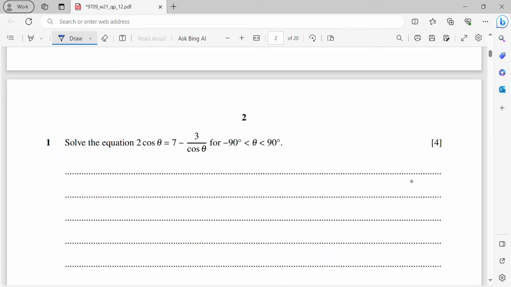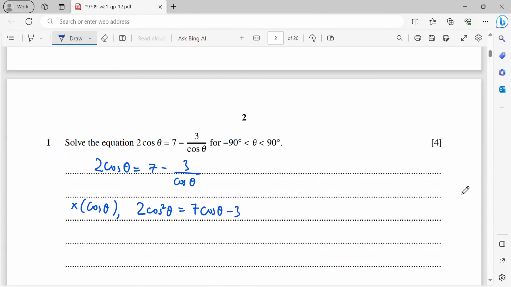Now for question number 1, solve the equation 2 cos theta equals 7 minus 3 over cos theta for theta between negative 90 degrees and 90 degrees. So from here, I will copy the question. First of all, I will times the whole equation by cos theta. So the left hand side, you will be getting 2 cos squared theta. Cos theta times cos theta is cos squared theta. That equals 7 cos theta minus 3.